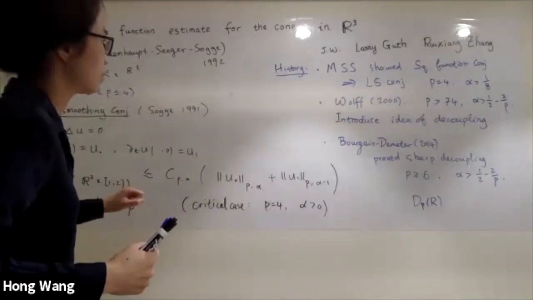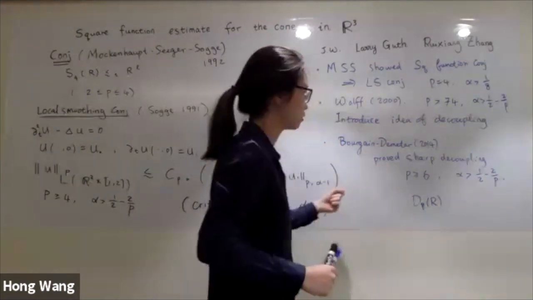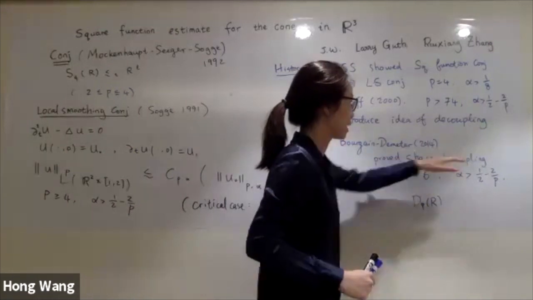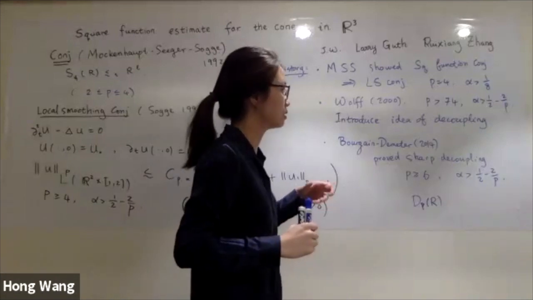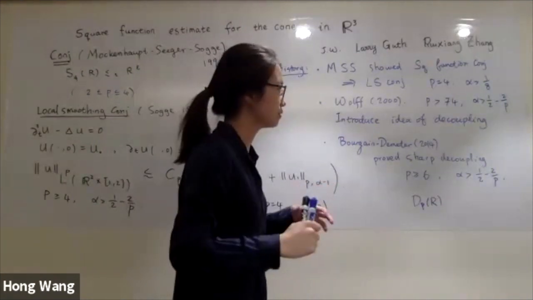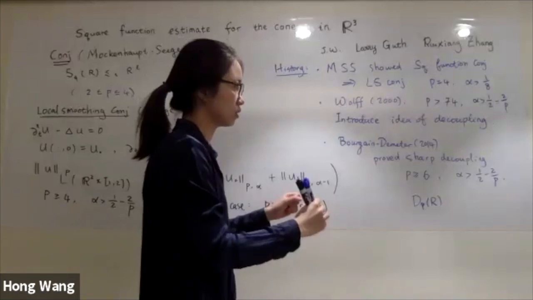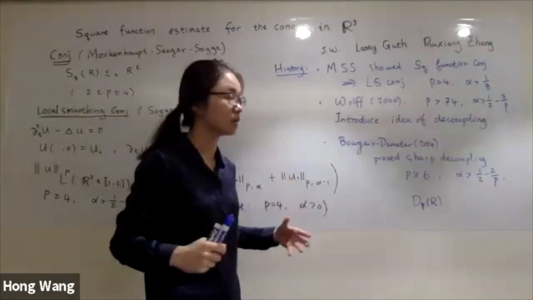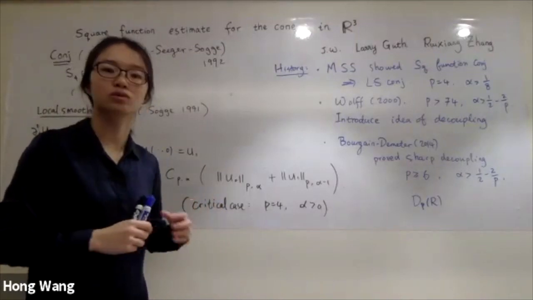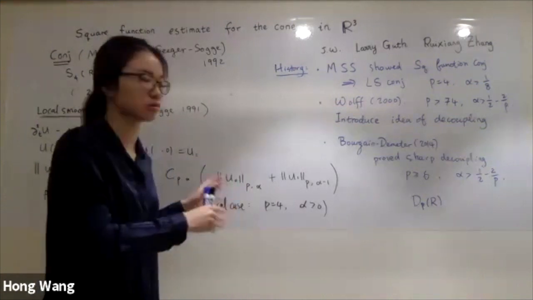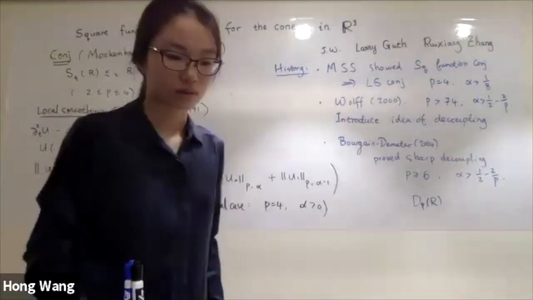Maybe just one word about, so recent years after the work of Bork and Demeter, there are many improvements on decoupling theory. One reason why the decoupling inequality is relatively easy to prove is that the decoupling inequality itself is convenient to induct, but the square function inequality is not easy to induct. So one cannot just use induction on scale for the square function estimate.